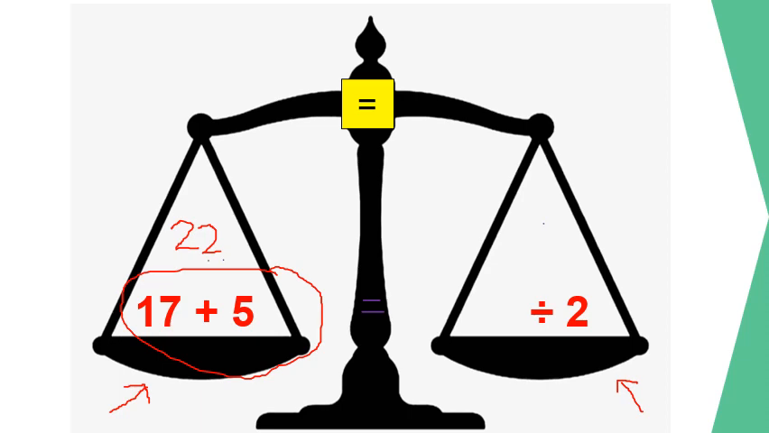So on this side, I've got 22. So whatever is on this side has to also equal 22. Now I'm not very good with my division number facts, but I know that 22 multiplied by 2, so I'm going to use my knowledge of inverse operations, is 44. So if I know that, 44 divided by 2 is going to equal 22. And now my equation is balanced. Both sides of the equation equal 22.